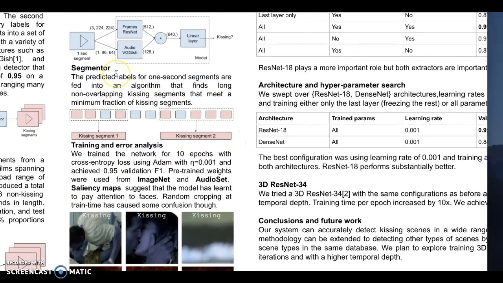So the second component is a segmenting algorithm. Basically, we get each one of these 1-second label predictions and try to find longest segments that have at least some fraction of kissing segments. So in this example, we were enforcing a 75% minimum of kissing segments, and you see that the longest ones are looking like this.